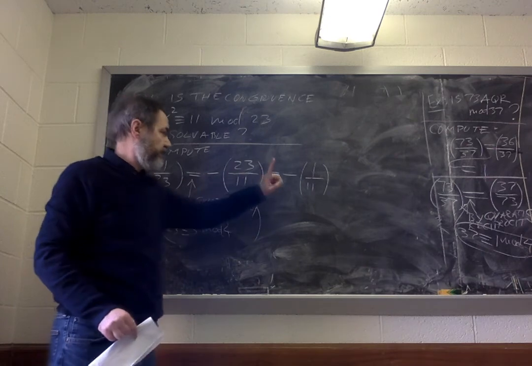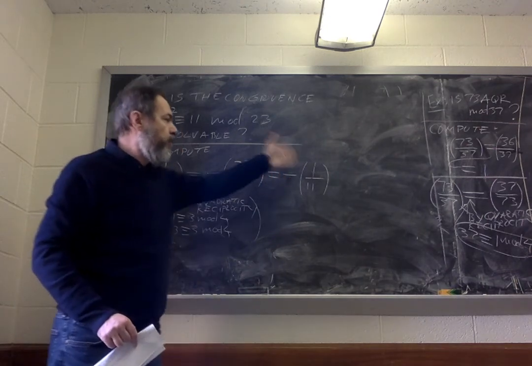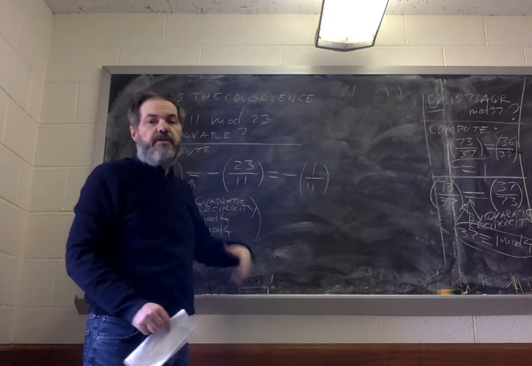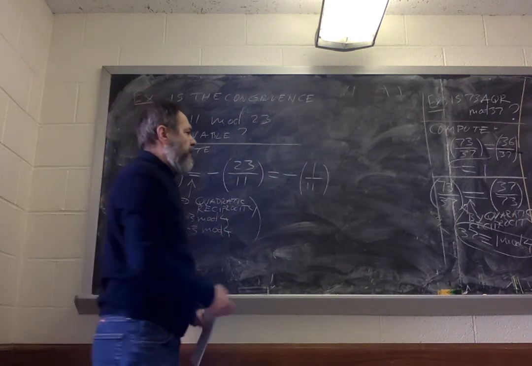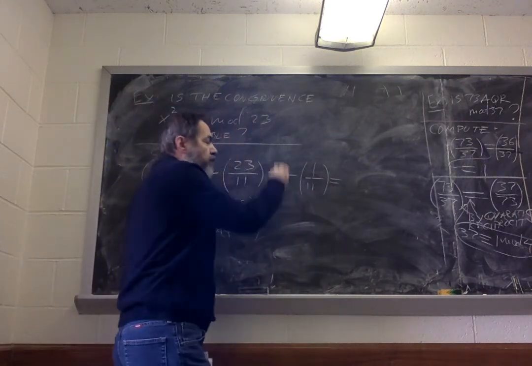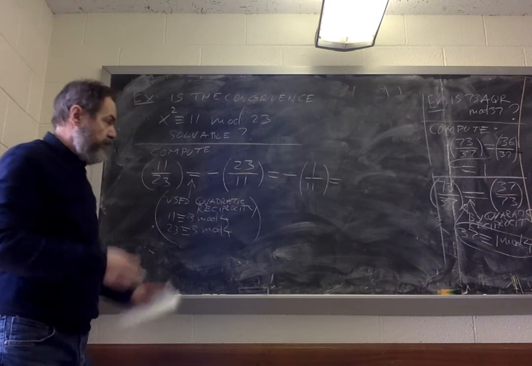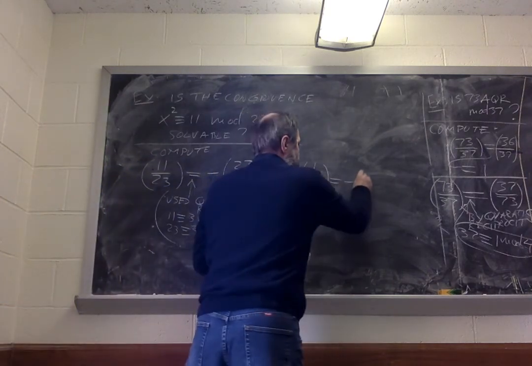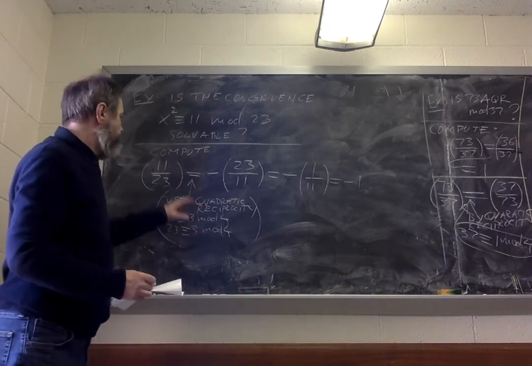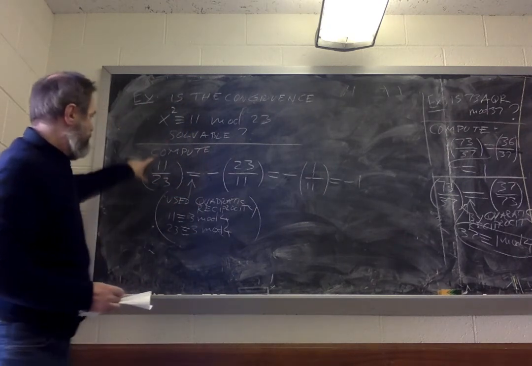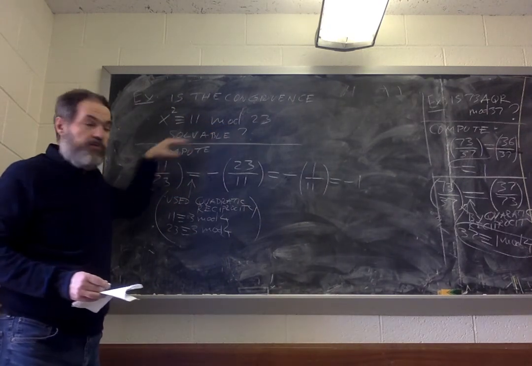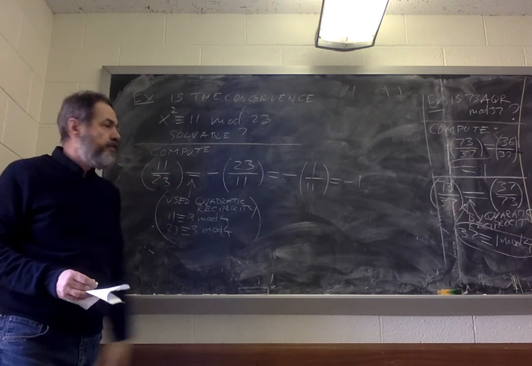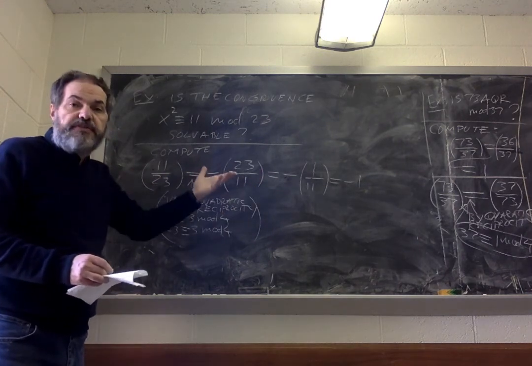I have a minus in front. Now, 1 is a square. 1 over 11 is always 1. 1 over p, the quadratic symbol, is always 1 for all primes p. And I still have this minus in front, so I have a minus 1. Now, let's see what this was. Oh, yes. This was the actual symbol we wanted to compute from the beginning. And it's minus 1, so we can give the answer to the problem.